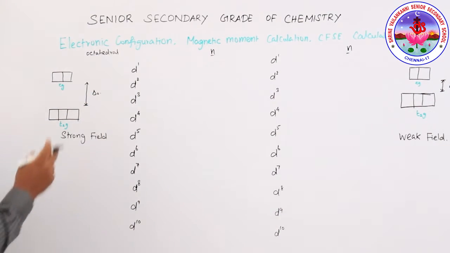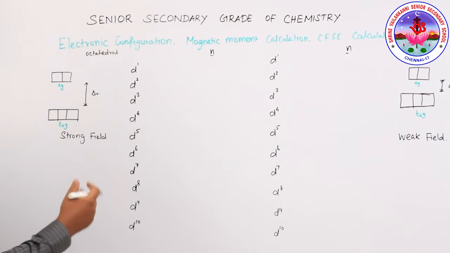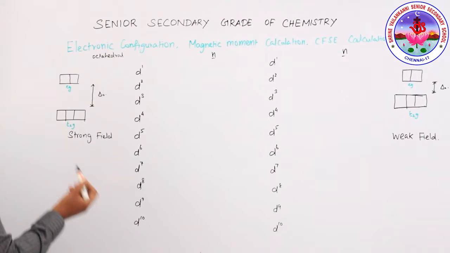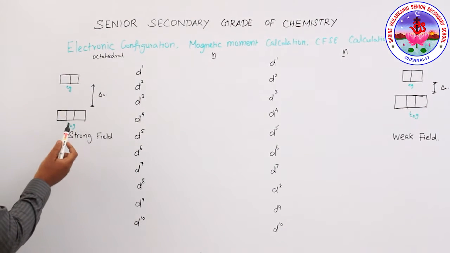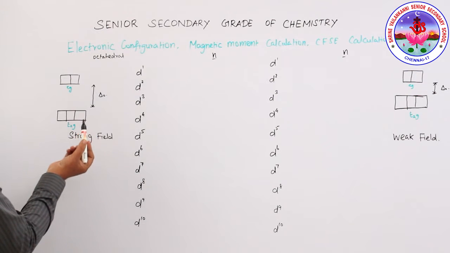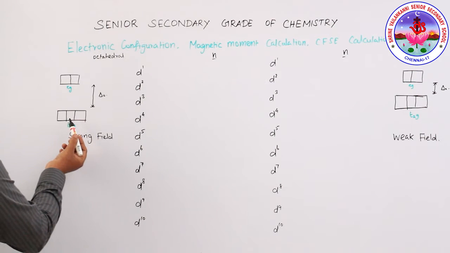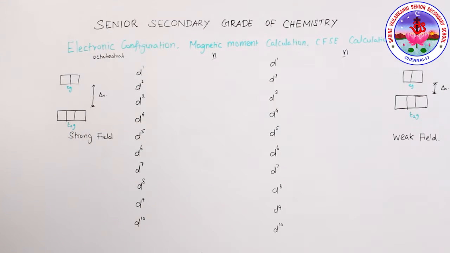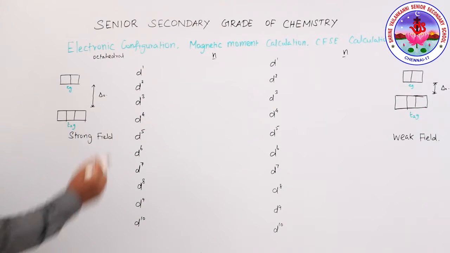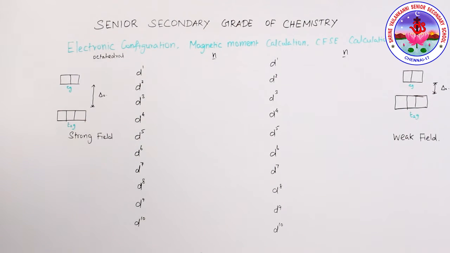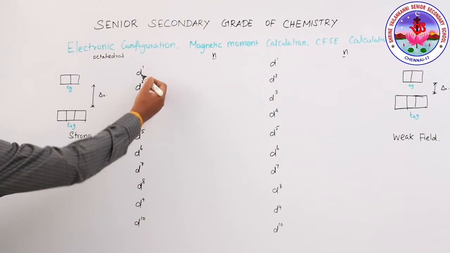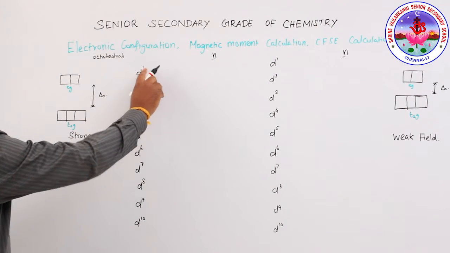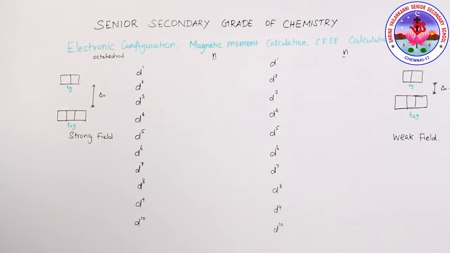See, when the energy gap is less, electrons can easily enter the next level, that is the Eg orbital. When the energy gap is high, the electrons cannot enter first. So, first they pair in this orbital, and only then move to the higher energy orbitals. So, first we will see the D1 electronic configuration, writing the electronic configuration of a D1 ion, which means only one electron is present here.